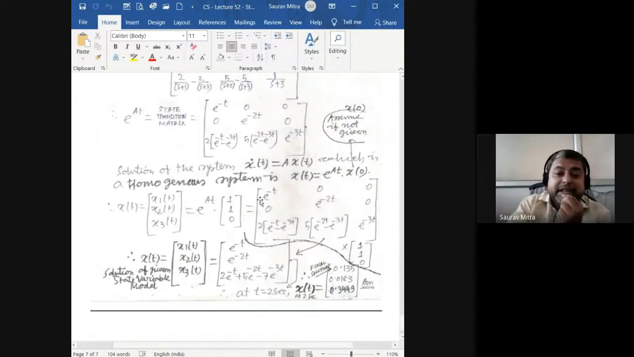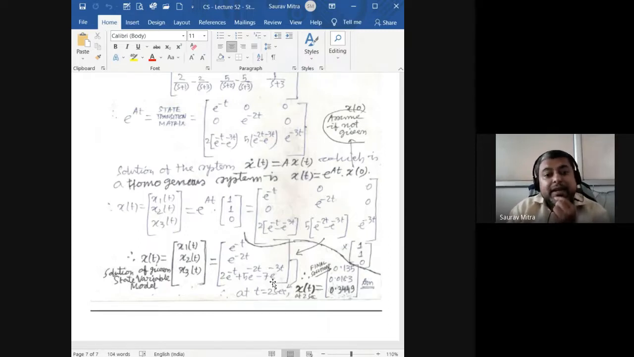And what is x3(t)? The last line of e raised to at is complex. If you multiply with 1, 1, 0, you find it is 2 e raised to minus t plus 5 e raised to minus 2t minus 7 e raised to minus 3t. So all three different dynamics are there in the third state variable. So x3 is the most complex state variable here, because there are three exponential dynamics there.